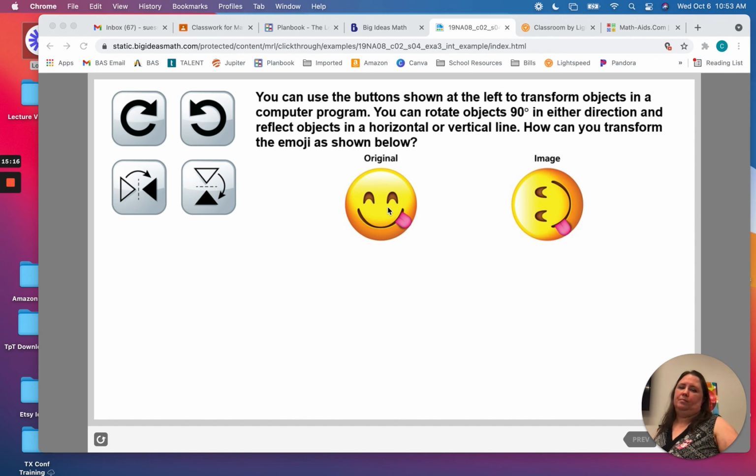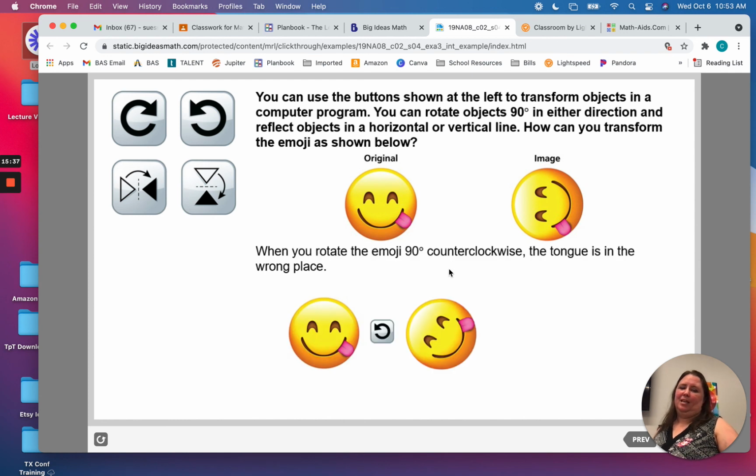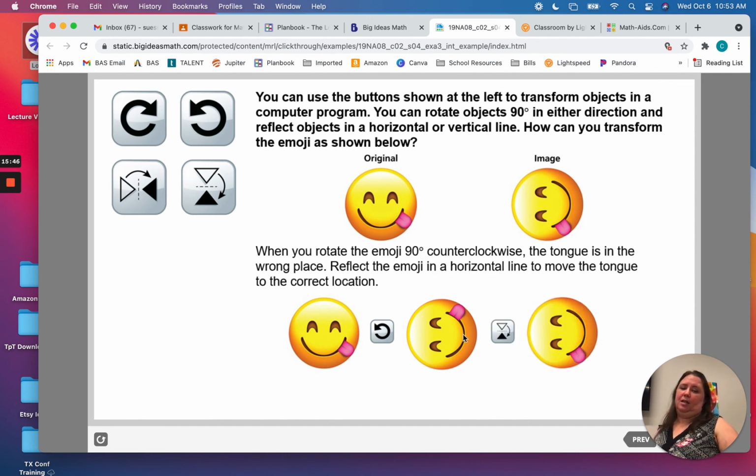Reflect it. So he wants to reflect it, so it's going to go bloop over here. And then what? You would rotate it counterclockwise. Yes. And then, okay, so they rotated it first. And you see how the tongue is up high? So the tongue's up here. Okay? And then they reflected across the horizontal. So we rotated it counterclockwise and then reflected. He just reflected and then rotated. It doesn't matter.